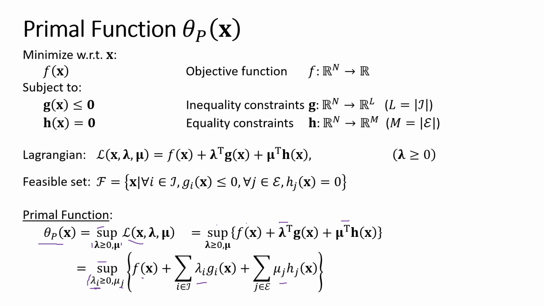This lambda_i greater than or equal to 0 means that we're carrying out the supremum over all possible lambda_i's greater than or equal to 0 and over all possible mu_j's. In fact, all possible dual variables. Therefore, we are eliminating lambdas and mu's. By doing the supremum over them, we are eliminating lambdas and mu's from the Lagrangian, and that gives us a function of only x. So theta_p of x is a function of x. It's not a function of the lambdas and mu's.